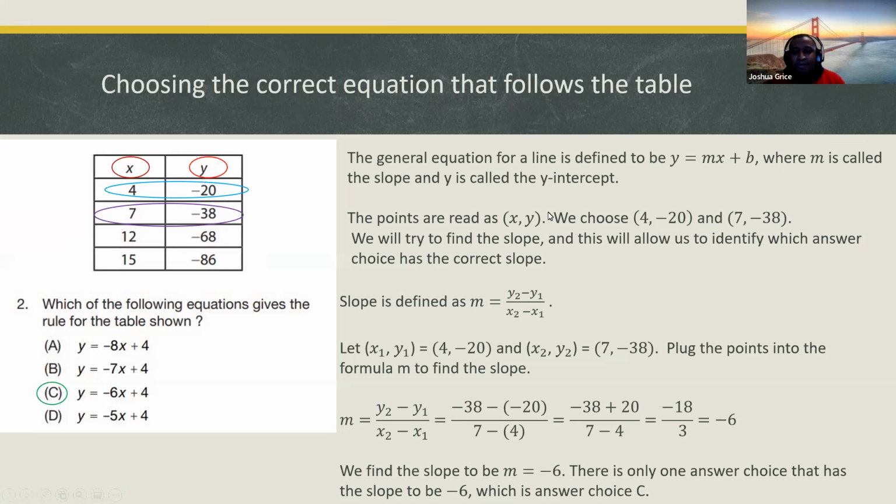And you see from there, this allows us to eliminate A, B, and D automatically because they don't contain -6 multiplying the x. And this is how we come to the conclusion that the answer choice is C.